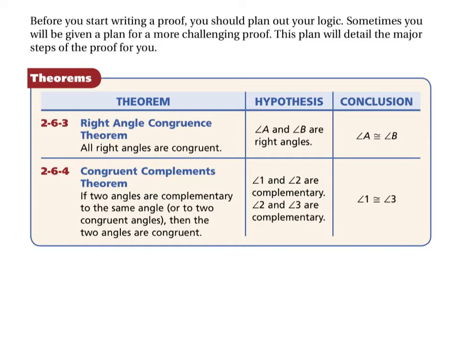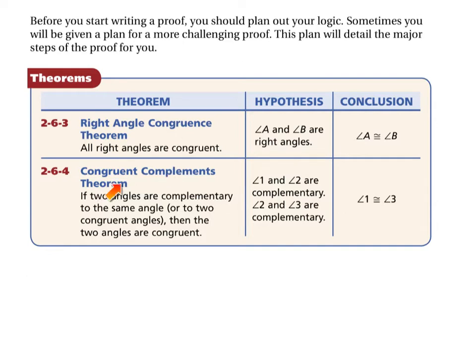Right Angle Congruence Theorem. It says that all right angles are congruent. So, here's the great news. If we know that two angles are right angles, we know that they're congruent. So if you are given in a problem that this angle and this angle are right angles, you can just say angle A is congruent to angle B. Why? Because of the right angle congruence theorem.